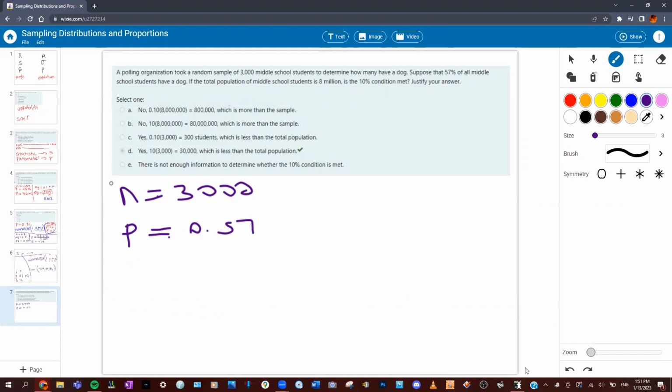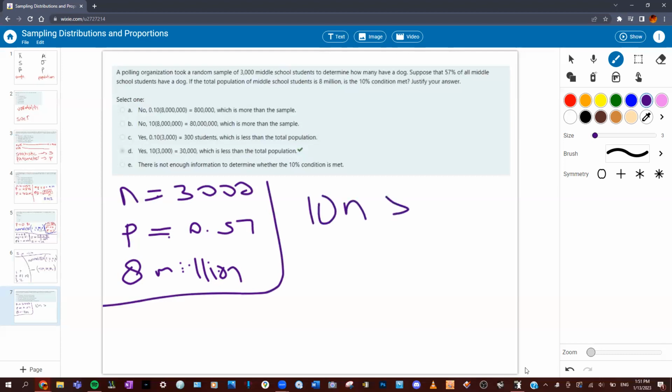So the total population is 8 million. We don't really have a variable to use for that. But it's saying, is the 10% condition met? What does that mean? Remember, that means 10 times n must be, let's just call this, I don't know, j, because we don't really use a variable for that. So j equals 8 million. So the 10 times n must be, oh, wrong thing. And it's not undoing. Just the perfect time for a technology fail.